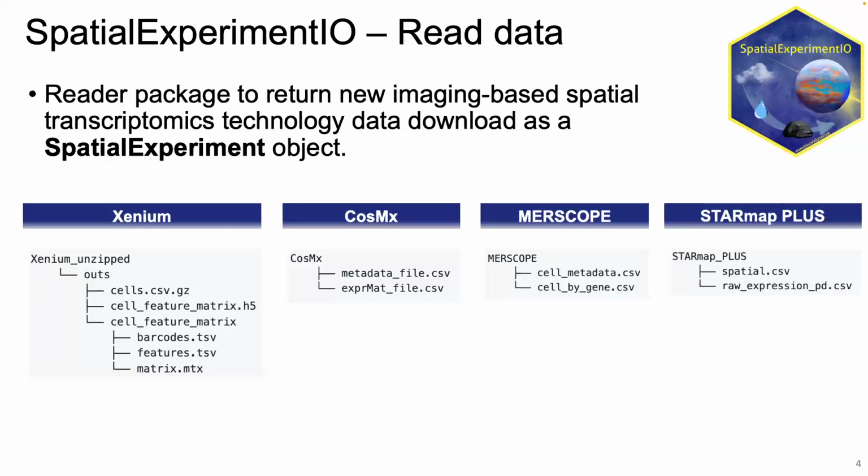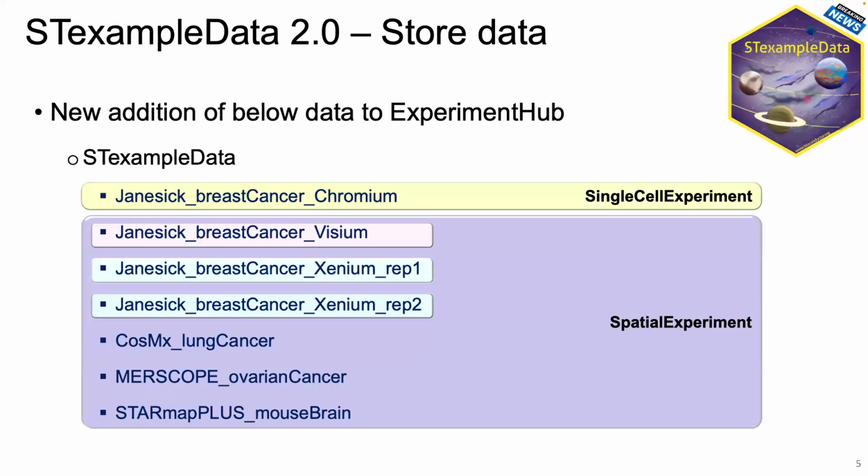And then for STexampleData, previously we only had some mouse brain Visium data, but now we complete the chapter with a CosMx example, a MERSCOPE example, and a STARmap PLUS example. And also for this paper that we're going to talk about today, there are 4 modalities. We include Chromium here as a SingleCellExperiment in the STexampleData because it's just a perfect replicate of these 3 modalities.